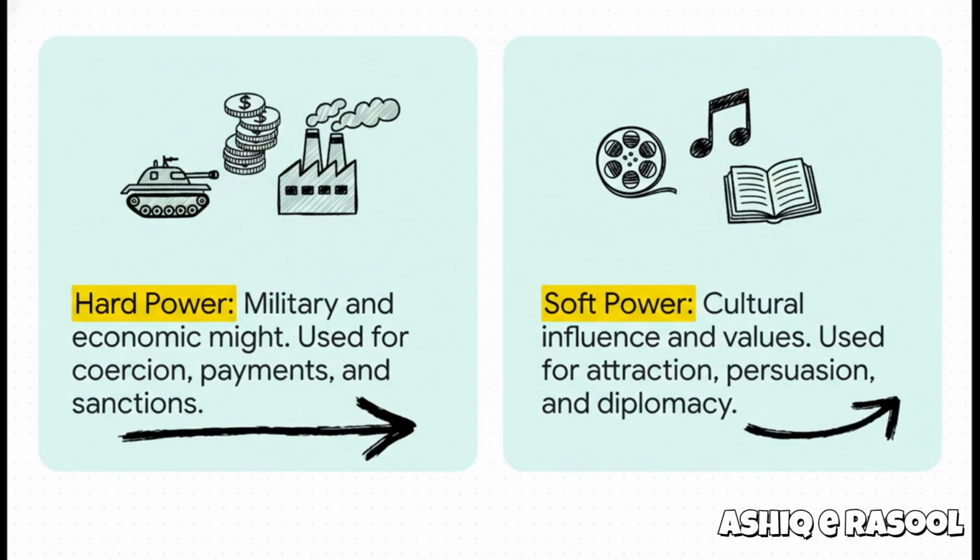But here's the thing. Power isn't just one thing. We can split it into two main types. First, you've got hard power. This is the stuff you can count. Soldiers, tanks, economic size. It's the power to force someone to do what you want, using things like sanctions or military threats. And then you have soft power, which is all about attraction. It's getting other countries to want what you want because they admire your culture, your values, or your ideas. It's getting your way through persuasion, not coercion.